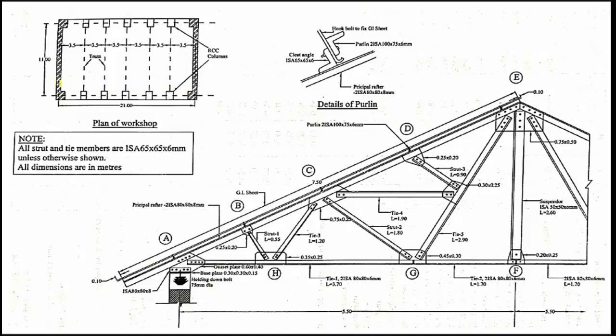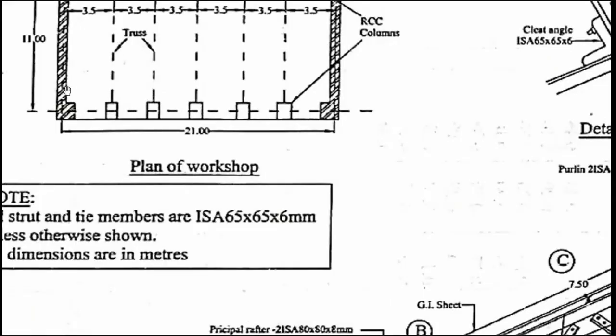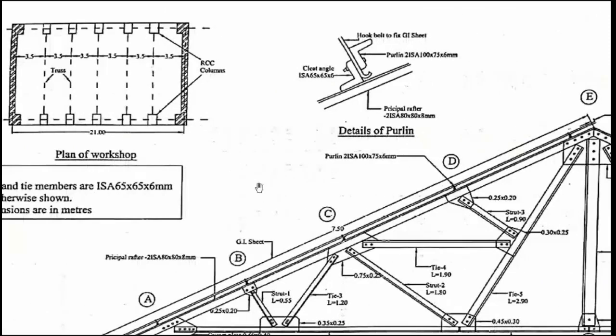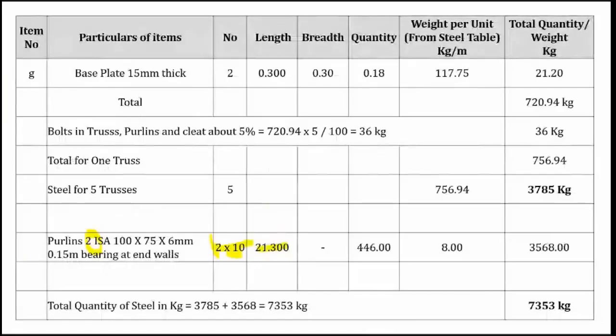First you should know from where till where these purlins are running. Purlins are running from here till here. So this length is 21 meters. You can take this bearing as 0.15 meters on the left and right, so this length will be 21.3 meters. If you multiply, you get 446 kg. Weight per meter is 8. So if you multiply, you'll get 3568 kg of purlin. If you add up this quantity, you will get the total weight of steel, that is 7353 kg. This much kg of steel is required.